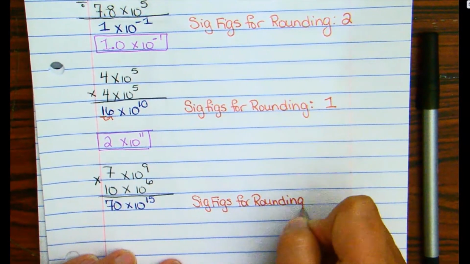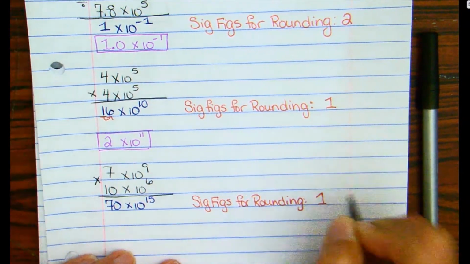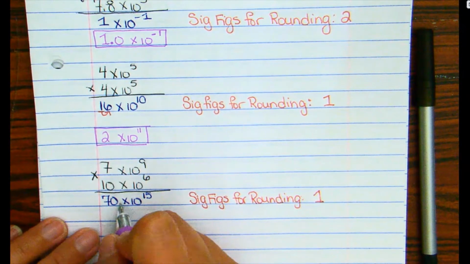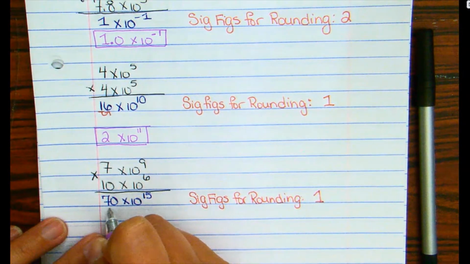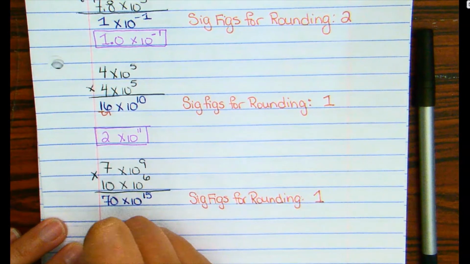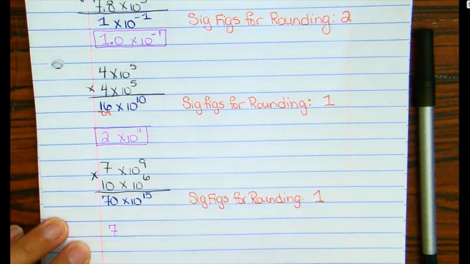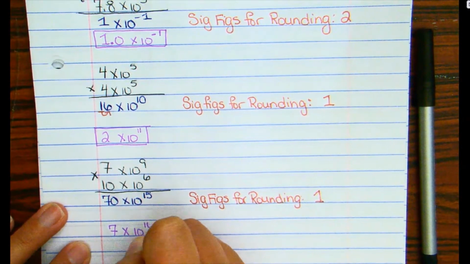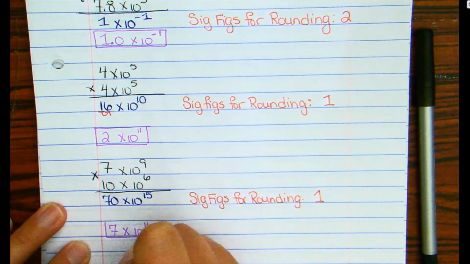And lucky for us, our answer only has 1 sig fig, so we're going to leave the 7 alone. But remember, we also have to put it into proper scientific notation, which means we've got to move the decimal 1 over here, so we're adding 1 up there. So it's 7 times 10 to the 16th is your final answer.